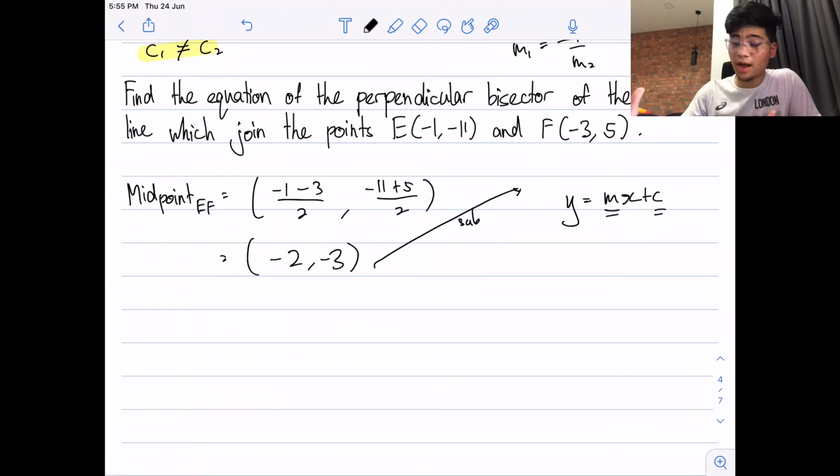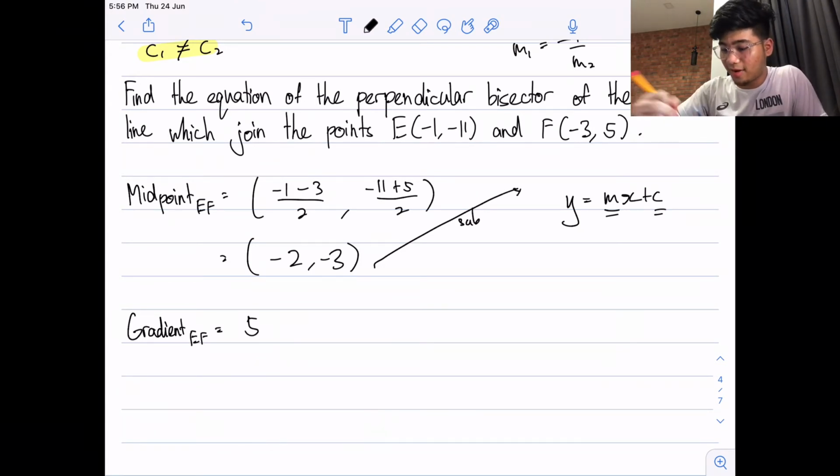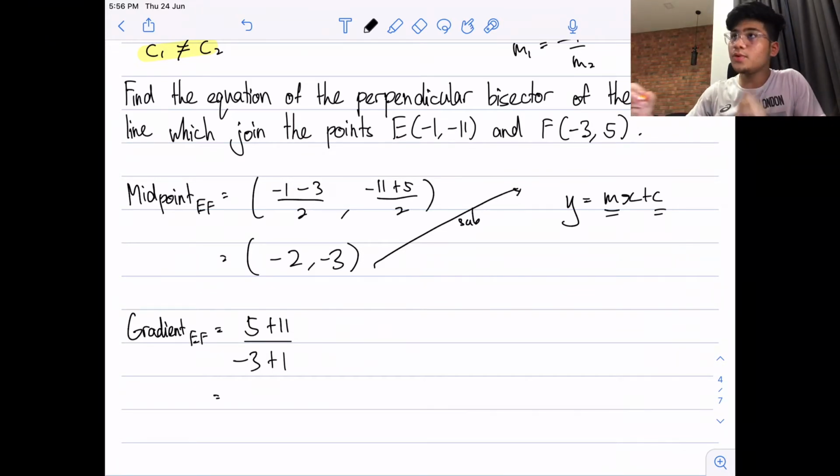Since E and F is a line, I can actually find the gradient of EF. So let's find gradient EF. Let's just use our gradient formula, yeah? I'm pretty sure everyone remembers that. So it's just 5 minus -11, so it's plus 11, over -3 plus 1. So that's going to be 16 over -2. So 16 over -2 is the same thing as -8.